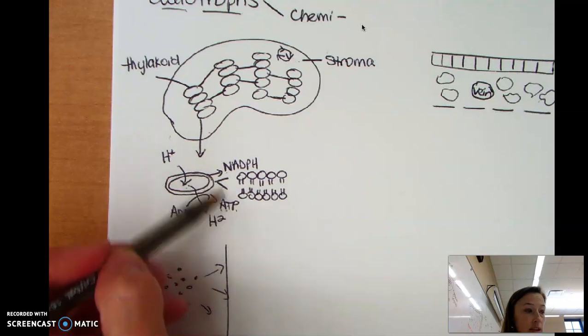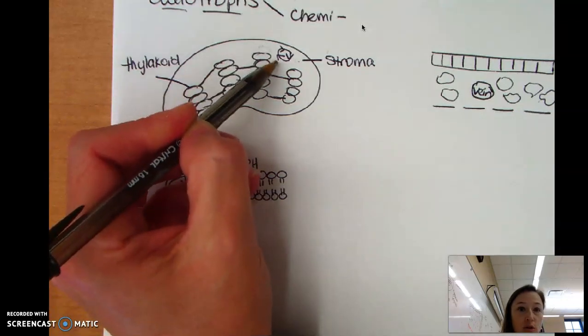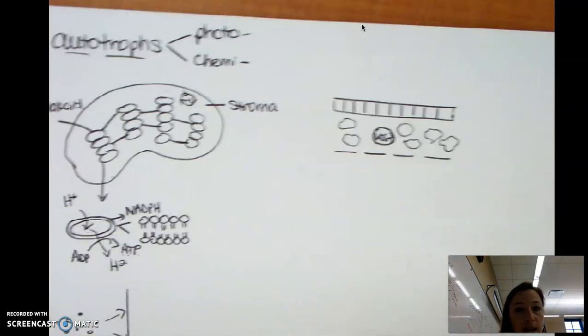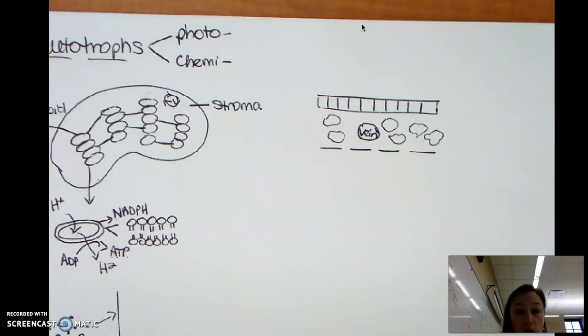So those two things are already going to be out in the stroma where they're needed. So again, another way that structure and function are linked. The next one is I can explain the link between the structure of a leaf and its function.